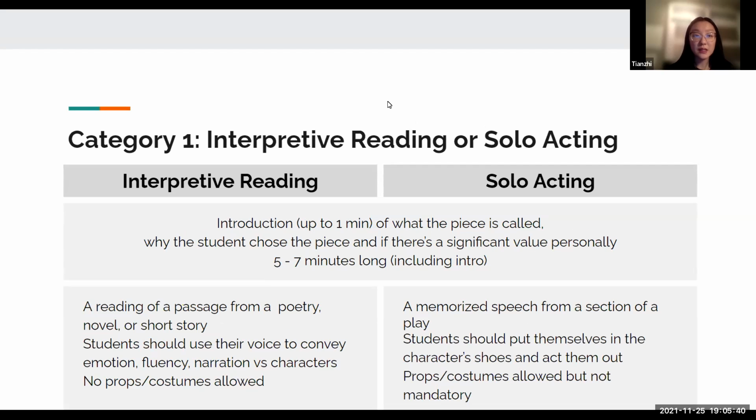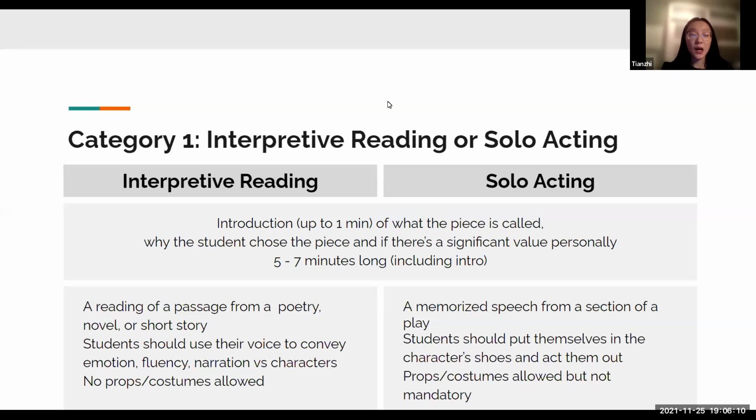So for both of these choices, you basically need to include the following. You have to include some kind of an introduction. So it's a 1-minute introduction for what the piece you chose is called, why you decided to choose it. And I recommend that for everybody that is deciding to compete, to have a good reason as to why you chose the specific speech that you did.